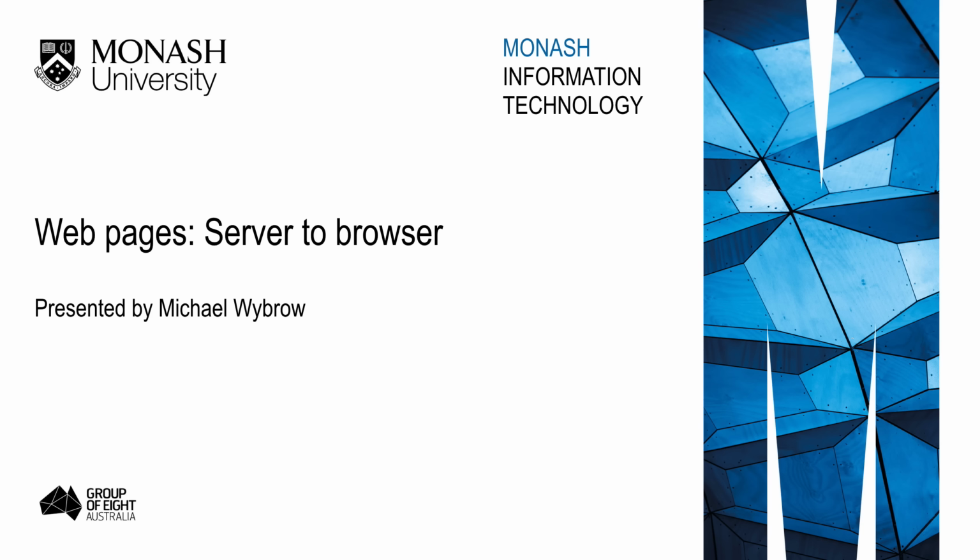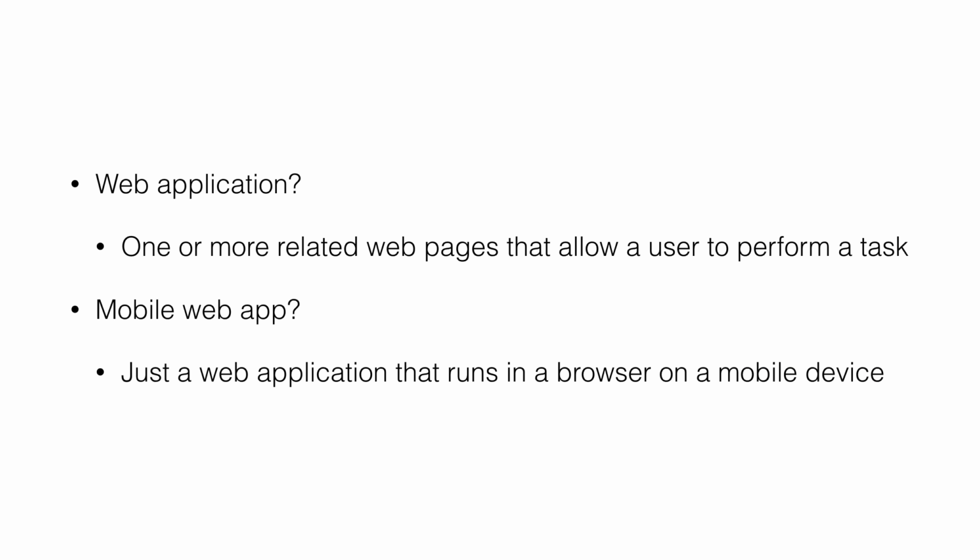Hello, in this video we discuss how web apps work. So you've all used web pages, and you've probably heard the term web application. What do we mean by web application? Well, basically a web application is just a web page that allows a user to interactively perform a particular task. So the difference here is really just interaction.